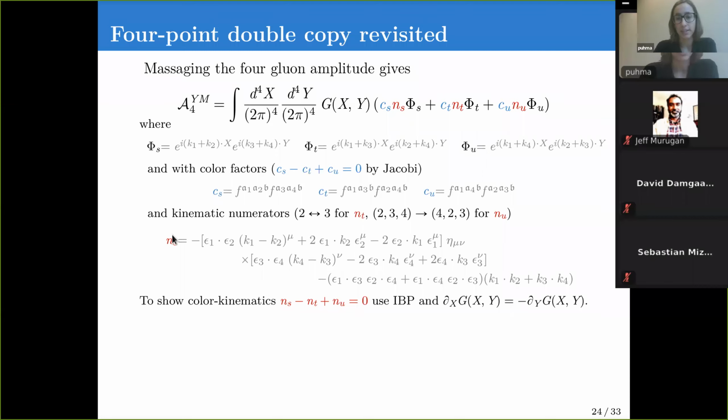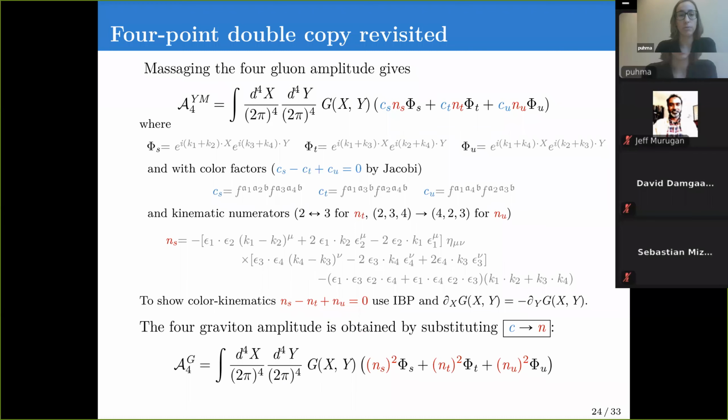For example, for the S channel, this takes a rather horrendous looking form in terms of the momenta and the polarization vectors. So this is the Yang-Mills amplitude in the momentum basis, where instead of writing a momentum conserving delta function, we have written these explicit space-time integrals. In order to show that you have color-kinematics dual numerators, instead of using momentum conservation, as I did in the very beginning in motivating the double copy, we now use integration by parts and the fact that the propagator satisfies this condition, that x derivatives acting on it is minus y derivatives acting on it. So we have this nice expression for the Yang-Mills amplitude in a form where we don't necessarily use momentum conservation explicitly.